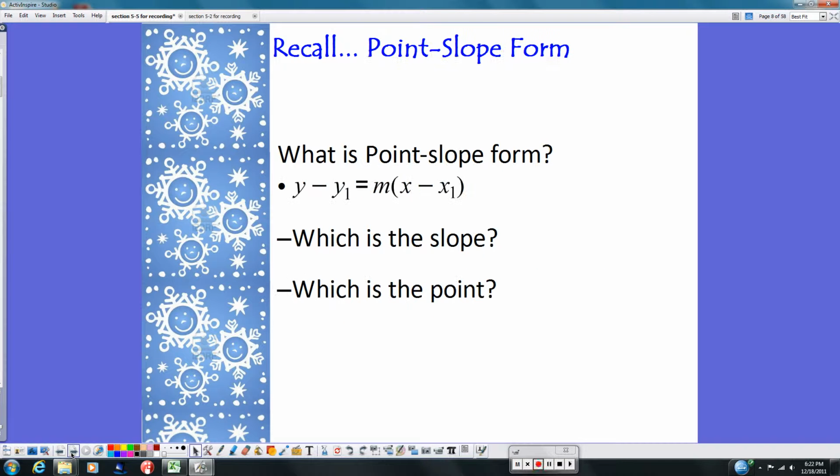Let's look at point-slope form. What is point-slope form? Well, it's y minus y1 equals m times the quantity x minus x1. What's the point and what's the slope? Well, m is the slope and the point is x1, y1.